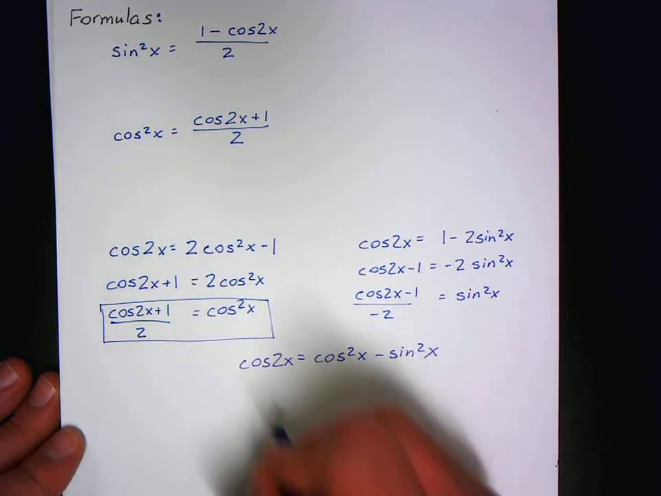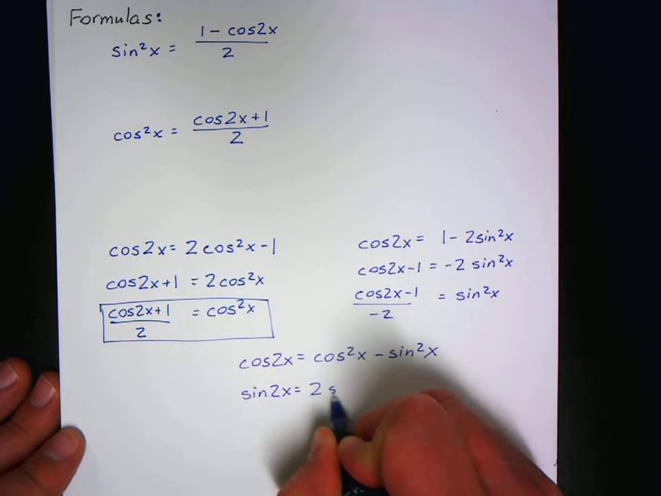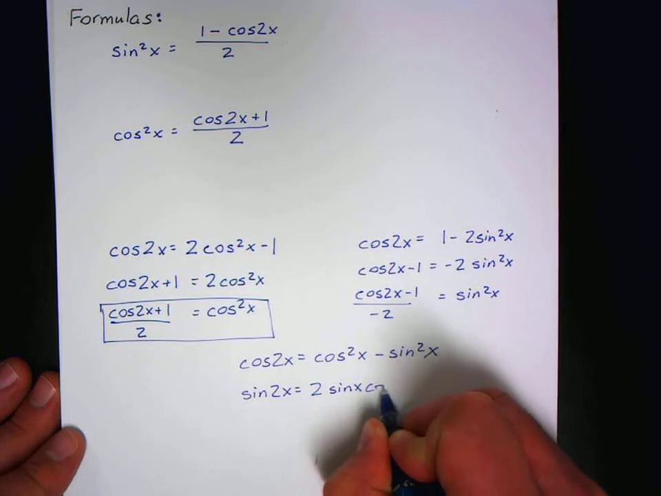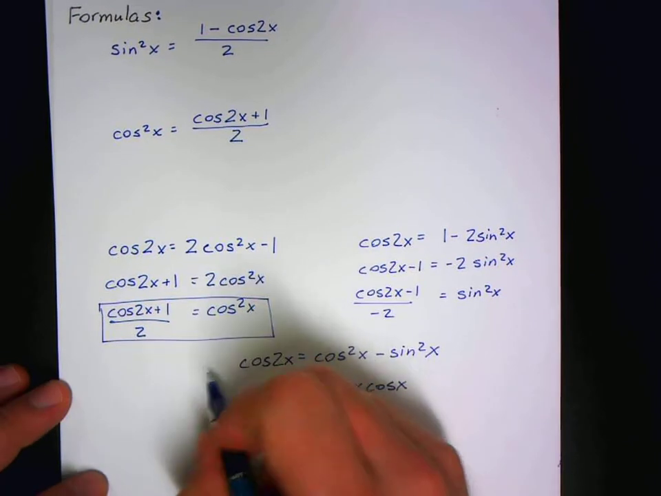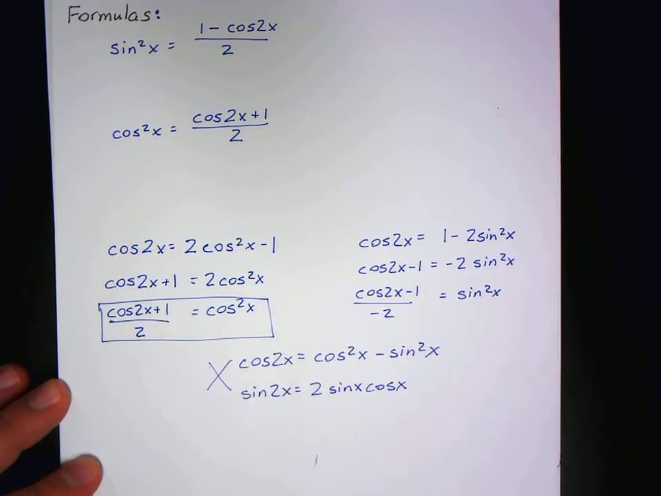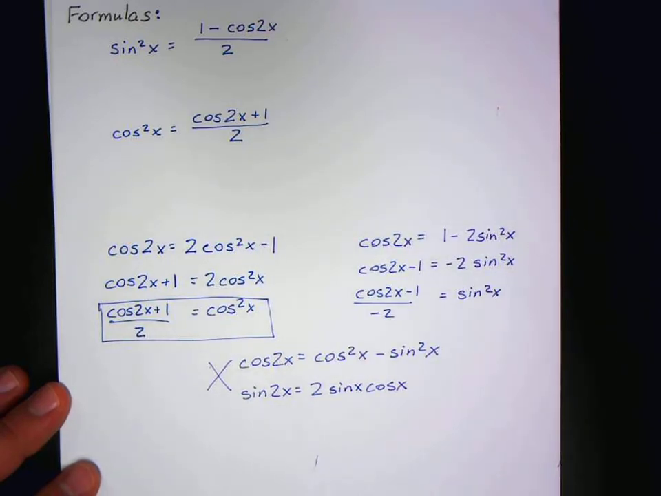And then our other double angle formula was sine 2x equals 2 sine x cosine x. Those were our double angle formulas. We don't need these in order to do what we were doing today. So if you remember your double angle formulas, you can use them to get your power reducing formulas if you need them.